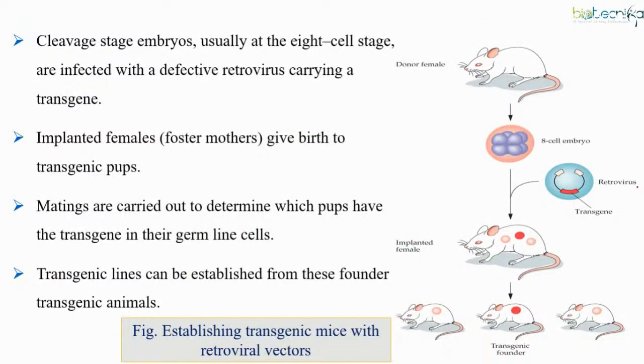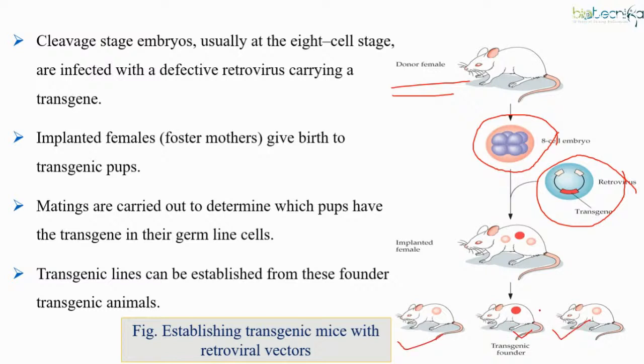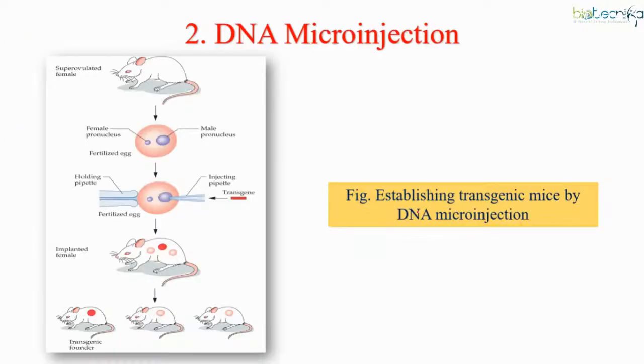Next, what happens? This is the scenario. We have the donor female from where we will be extracting the 8-cell stage embryo. This is the retrovirus which carries the transgene, and now we have implanted it into the female. After the mating, whichever pup carries the transgene will be considered a transgenic founder, and from there a transgenic line can be established. So this is how retroviral mediated gene transformation takes place.